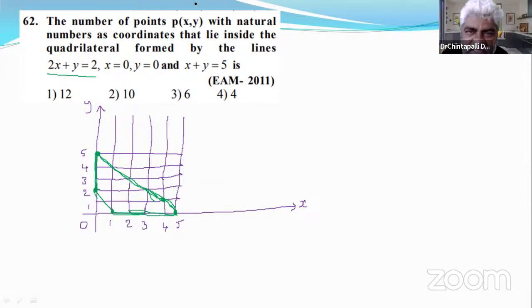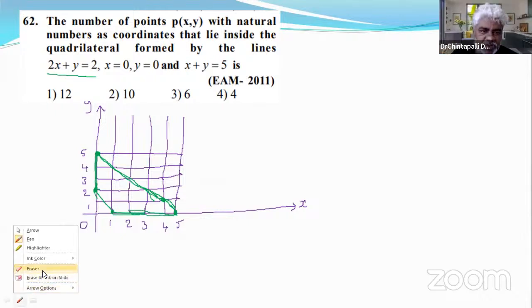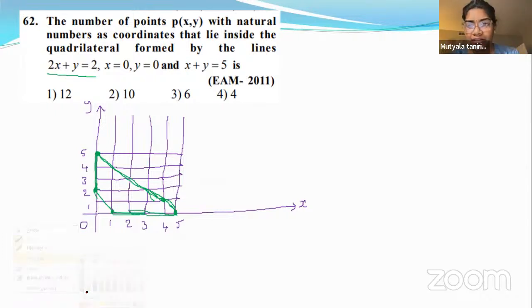The number of points (x, y) with natural numbers as coordinates. Natural numbers as coordinates means only integers. Fractions are not allowed. Fractions are not to be counted. Yes, sir. 1,3, 1,4. And points on it also are not to be counted. Oh, then it's 3 for 1, sir. 1,1, 1,2, 1,3. 1, 2, 3, 4, 5, 6.